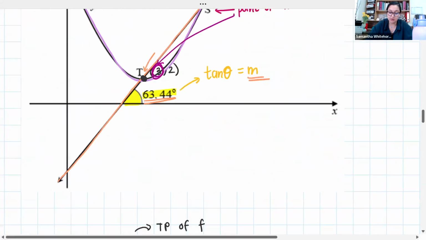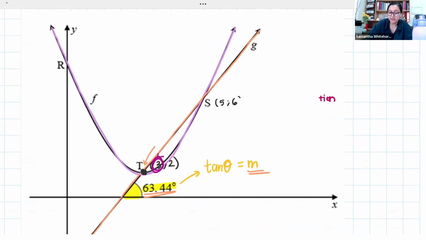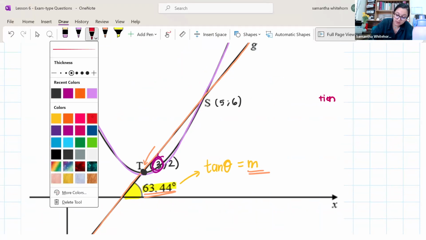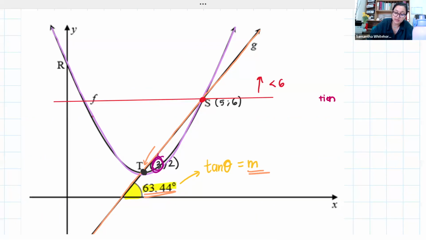So we go back up to our graph. Now remember, I'm just going to take these squiggles off. We have just worked out that this is (5; 6), and we have just been given an inequality where the y value is 6. So I'm very much focused on this point S here, because anything above this is greater than 6. Anything below this is less than 6.